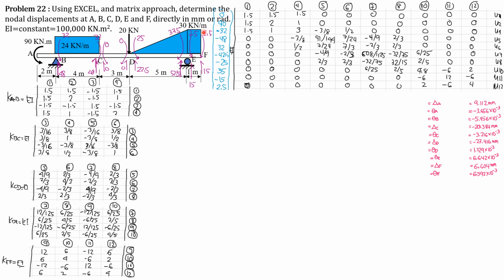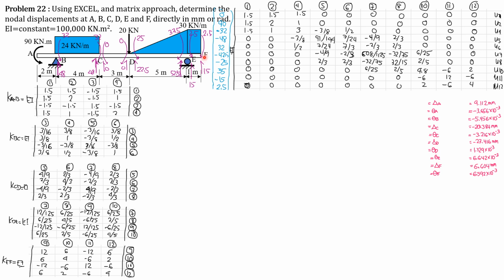Then lastly, this part is considered fixed-ended, E and F. So the moment here, counterclockwise, WL square over 12, 30 times 1 square over 12, you get 2.5 kilonewton meter, as well as here by symmetry. Then summation of forces y equals 0. This fixed end force at F, which is also equal to that, is WL over 2. So 30 times 1 over 2, 15 kilonewtons.